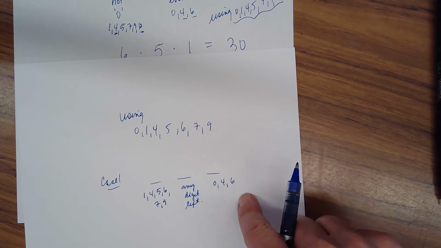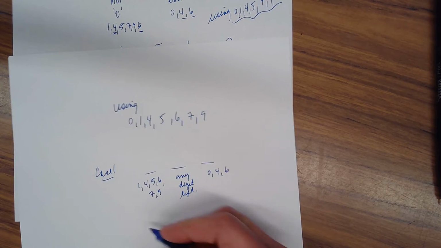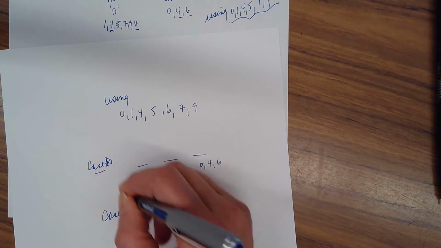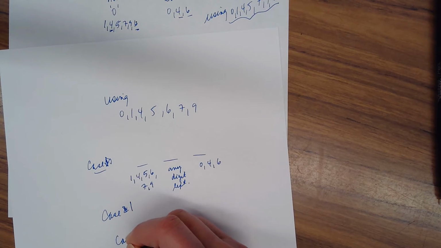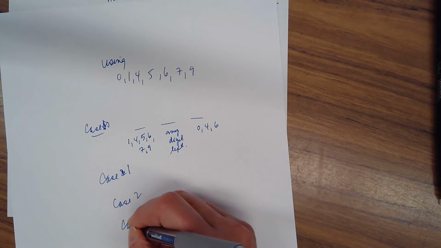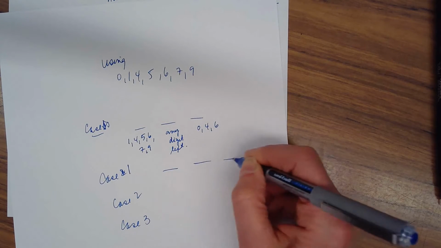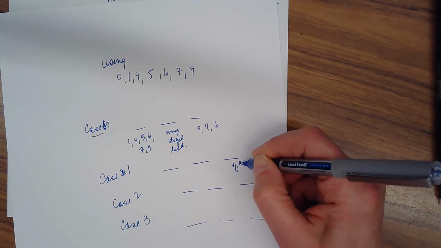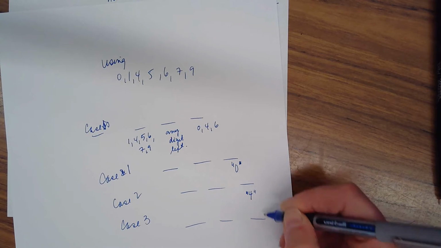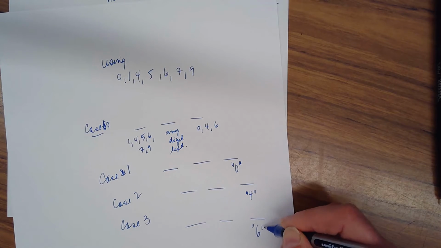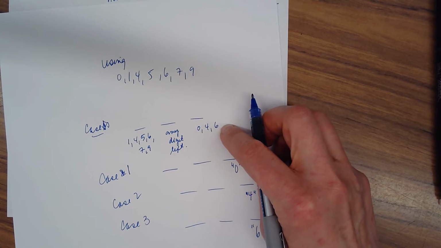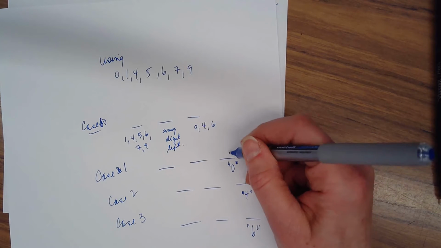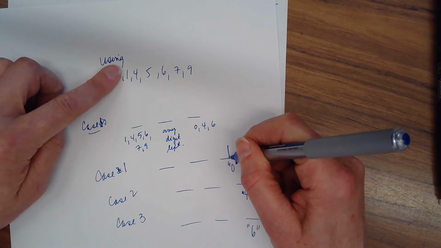So I'm going to separate it by 0, 4, 6. Okay? So case 1, case 2, case 3. Case 1 is ending in 0, case 2 is ending in 4, case 3 ends in 6. Then I have all my cases taken care of. Agreed? Okay, so if 0 goes here, it's gone.